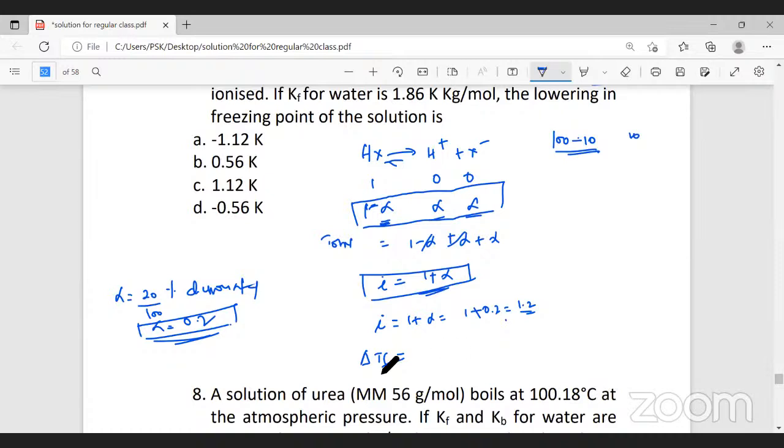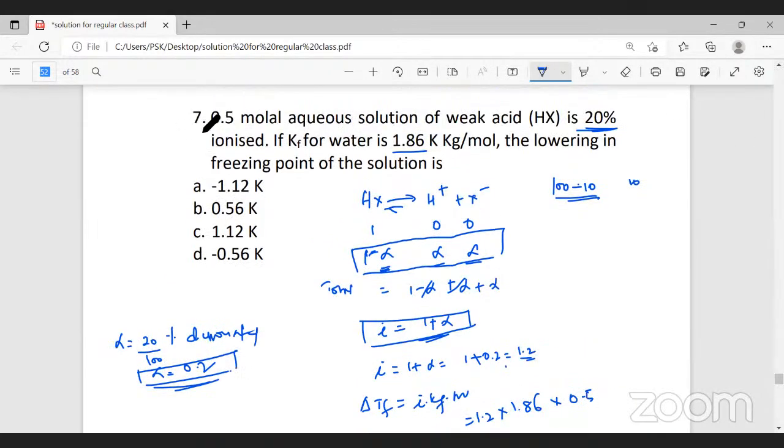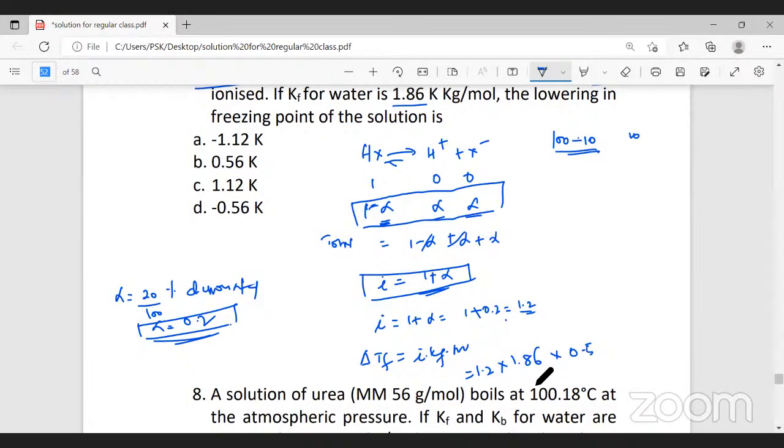Yes. Now what is delta TF? Delta TF is i into Kf into m. We found out i to be 1.2. Kf is given in the question as 1.86. And the molality they've given as 0.5 molar. So on simplification, you will get the answer to be 1.12 Kelvin. The answer will be option C, 1.12.